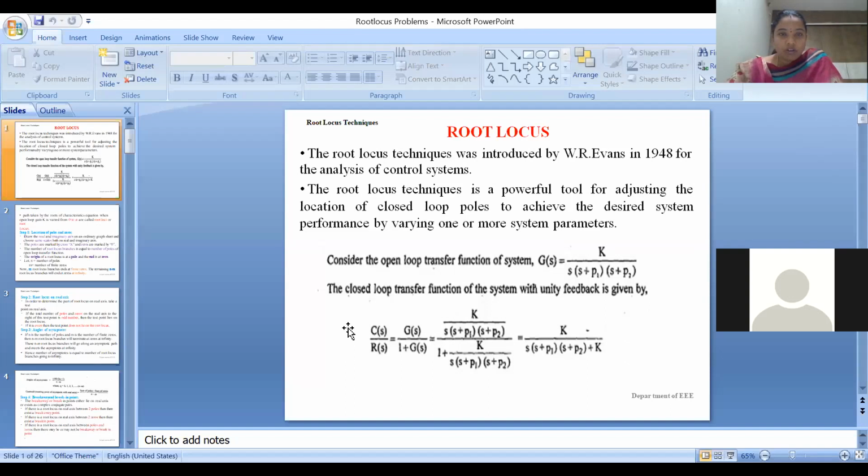First of all, the other day we have seen that the root locus technique was introduced by W.R. Evans in 1948 for the analysis of control systems. The root locus technique is a powerful tool for adjusting the location of closed loop poles.